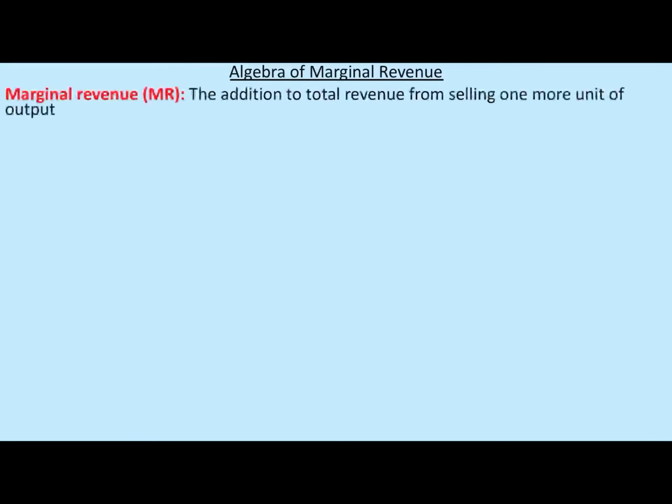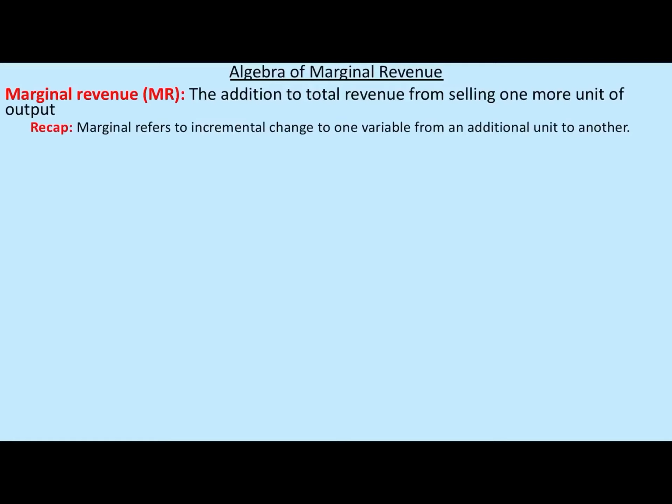To recap, marginal revenue is the addition to total revenue from selling one more unit of output. Remember, this marginal term refers to the incremental change to one variable, in this case the change to total revenue, from an additional unit to another, in this case an additional unit of output sold. Our equation for marginal revenue equals change in total revenue over change in Q, where these deltas, these triangle symbols, denote change in a variable.